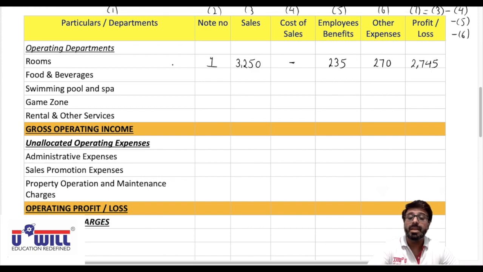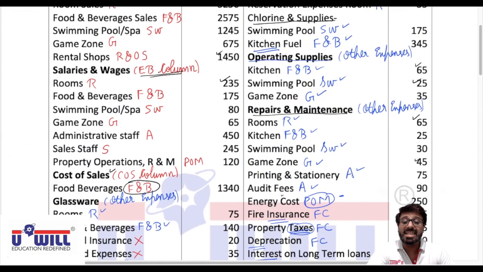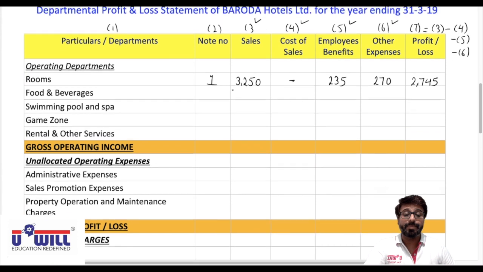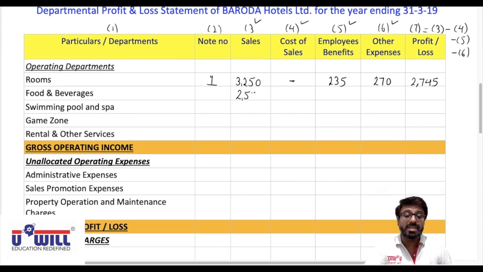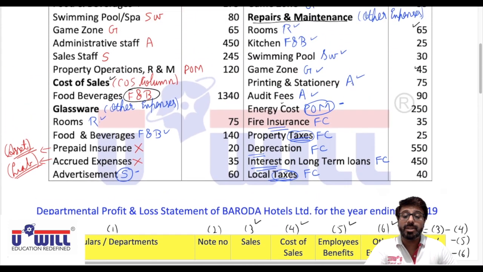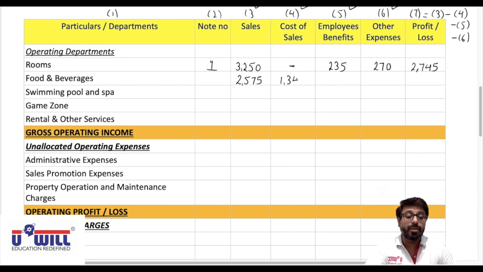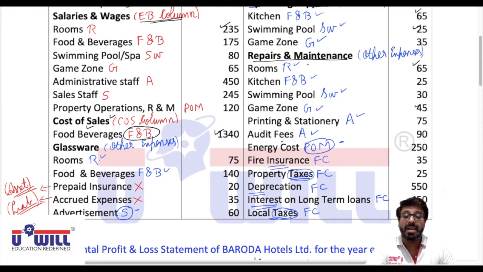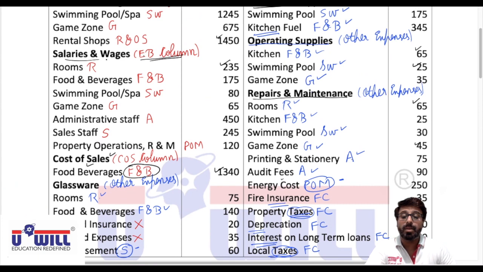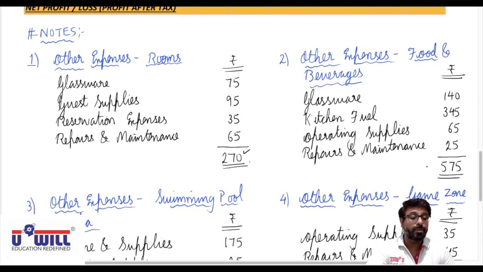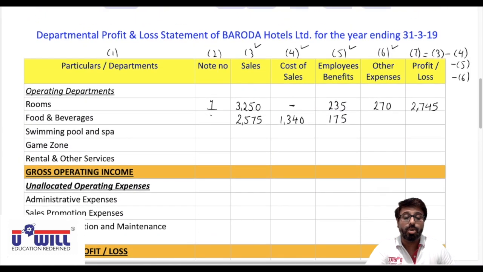Now coming to food and beverages. See what are the sales of food and beverages. What will come in the sales column for food and beverages? 2575. Cost of sales we do have for food and beverages: 1340. Employees benefit also we have for food and beverages. Here we have employees benefit salaries and wages for food and beverages 175. Other expenses will be taken from note 2, 575. So here you can mention note 2 and other expenses are 575.